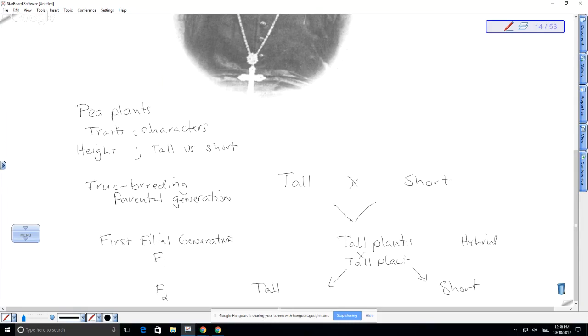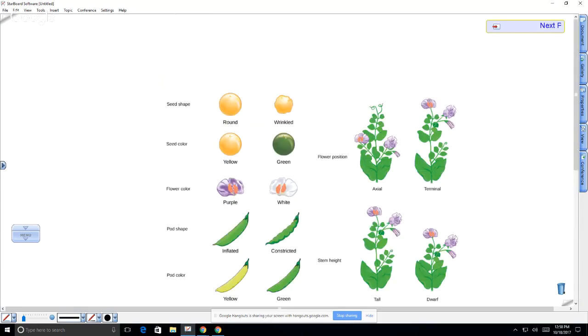So that was kind of the basis, and he used not only height, but he also used seed color, pea color. He used whether the peas were round versus wrinkled. He used flower color. So there's many different characteristics that he bred. Okay, so this is an example: seed shape, round or wrinkled, seed color, flower color, whether the pods were wrinkled or inflated, yellow or green.